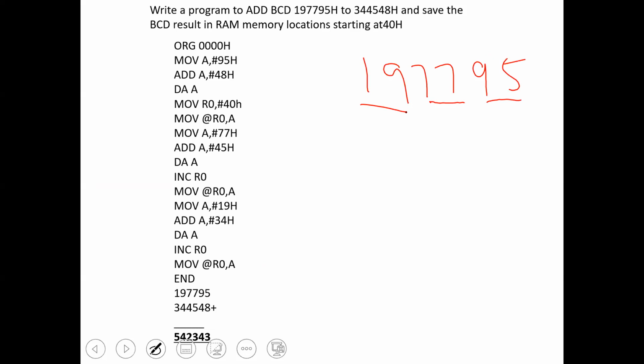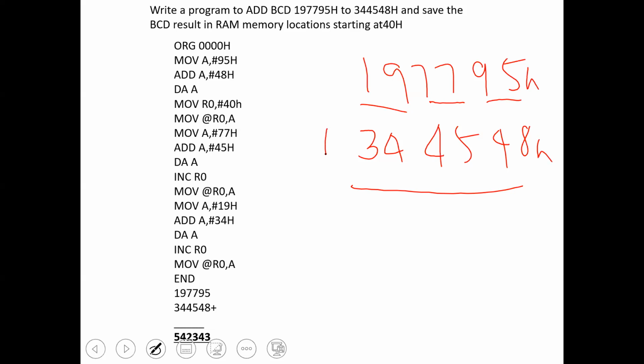So we have to assume that we are going to add two 32-bit numbers. While we are adding, how were we adding now? Sorry, it's 24-bit only, because this is 24-bit only. So now we are going to add this number, BCD addition.